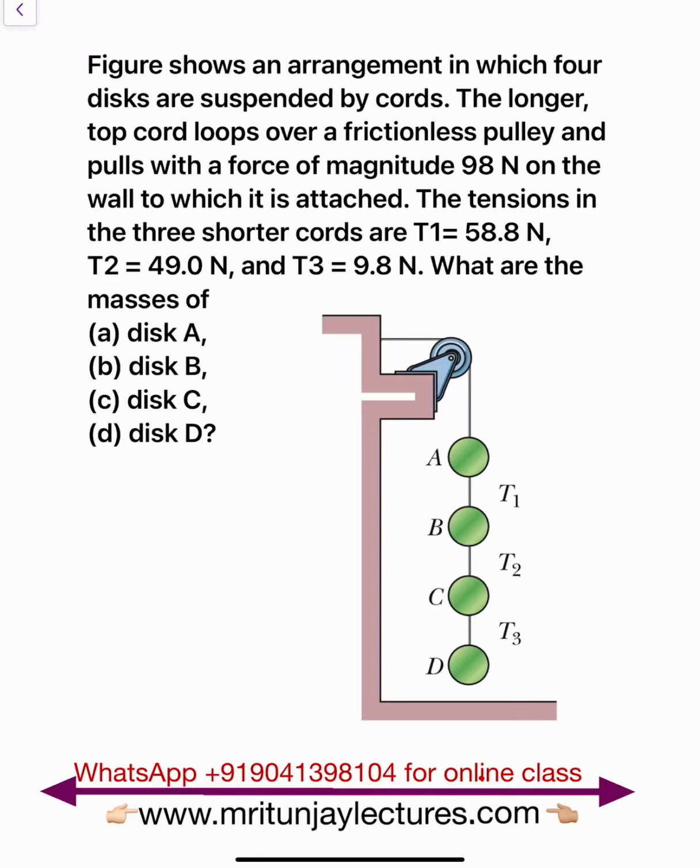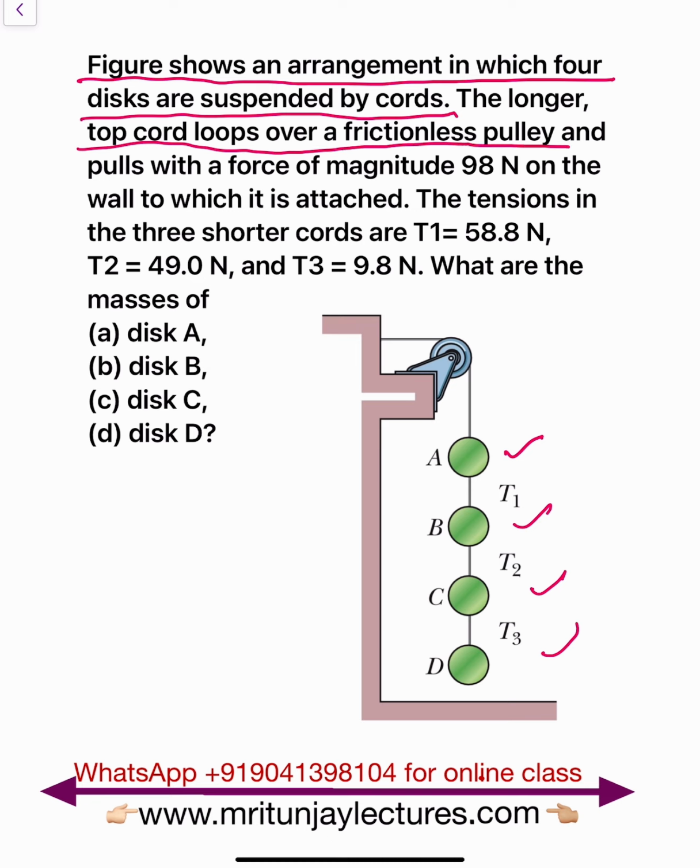Now, question of the day. First of all, read the question. Figure shows an arrangement in which four discs are suspended by cord. Four discs, there are A, B, C, and D, connected by cord. The longer top cord loops over a frictionless pulley.